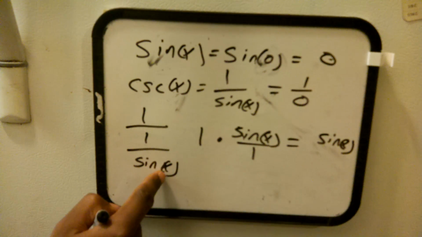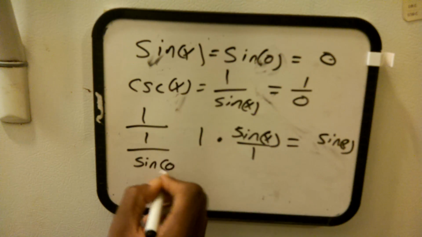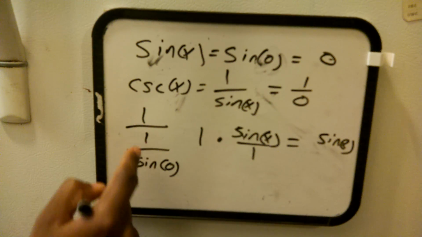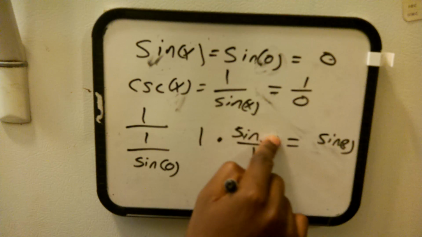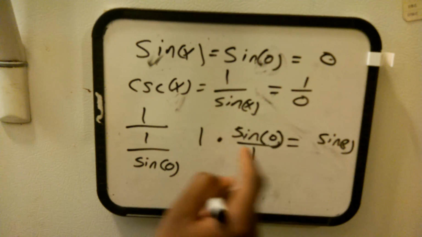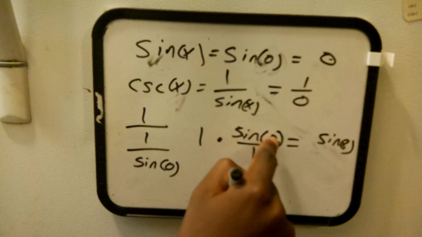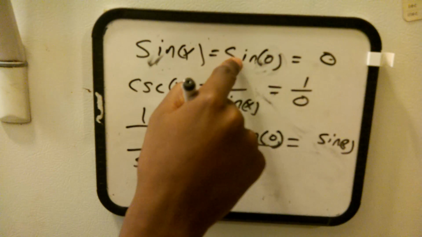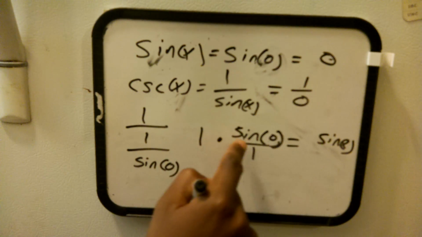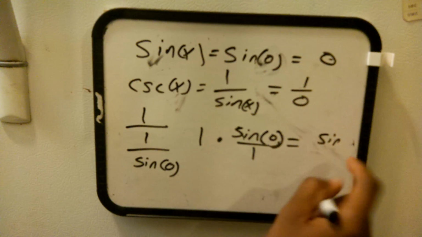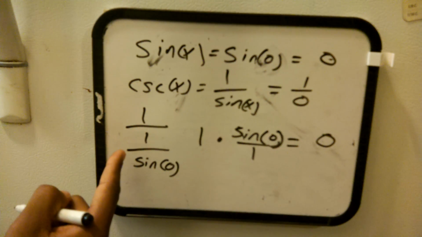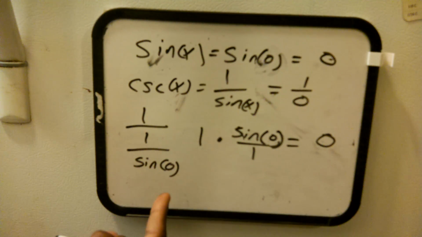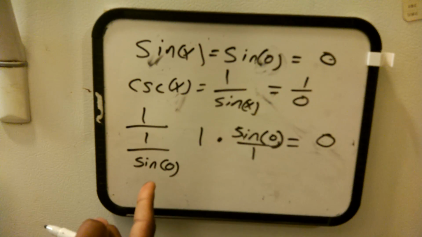So if we put a 0 here, sine of 0, that's 1 divided by 0. We take it, flip it around, we get 1 times sine of 0, which we know is 0. So 1 times sine of 0 equals 0. So we just divided by 0 there before. That's in plain simple terms.